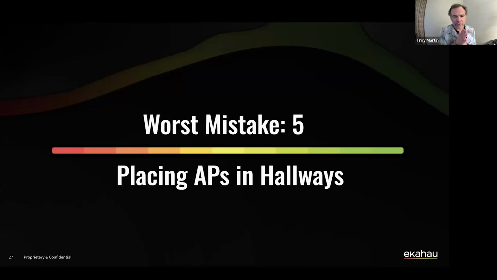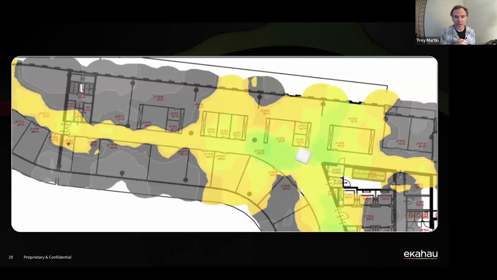And the next mistake that we'll talk about is mistake number 5. It's a classic mistake. I've been guilty of this in early days. It's placing APs in the hallways, right? And this is, again, a case of if you don't know enough of the issues or the impacts this can cause.